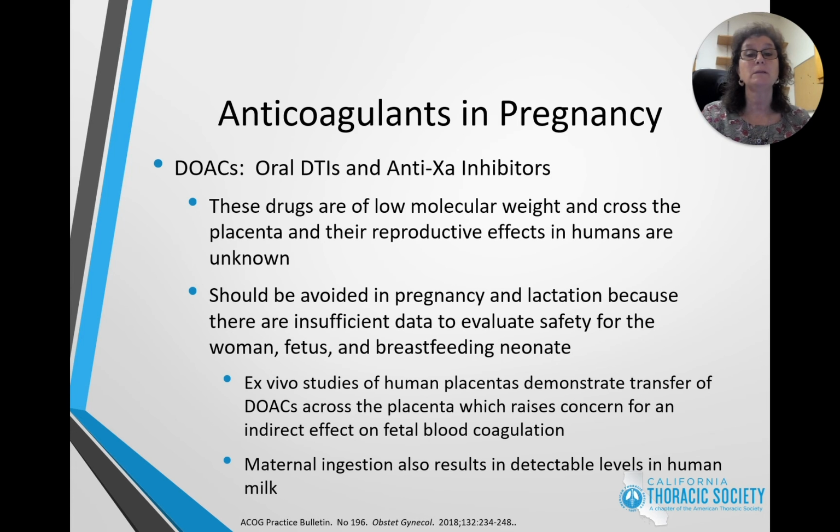The oral direct thrombin inhibitors and anti-10A inhibitors, or DOACs, are of low molecular weight and do cross the placenta. Their effects on reproductive events in humans are not known. To date, it's recommended that they should be avoided in pregnancy and lactation because there's insufficient data to evaluate safety for the woman, fetus, and breastfeeding neonate.